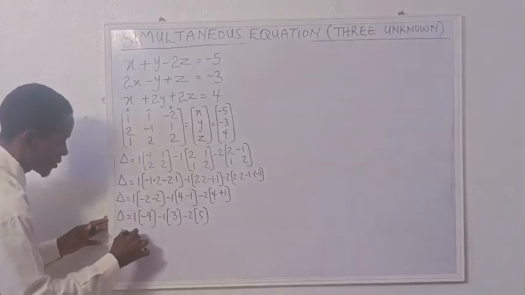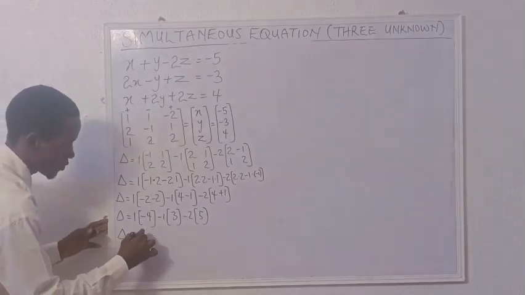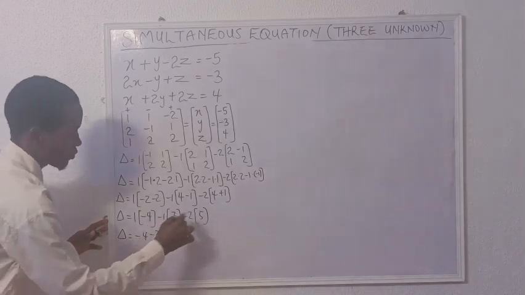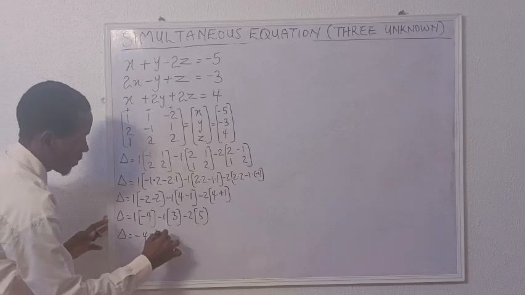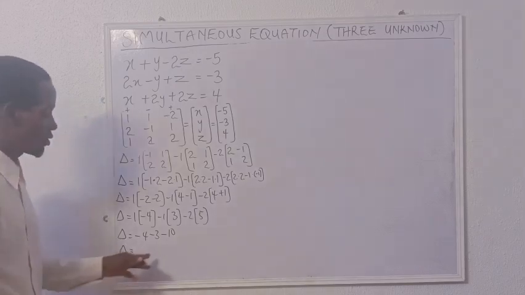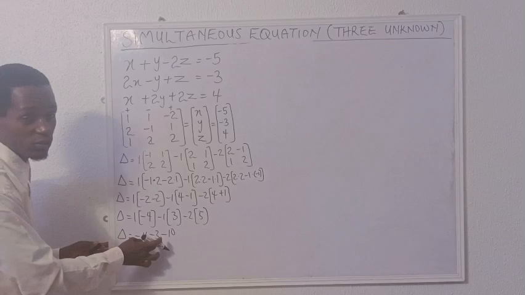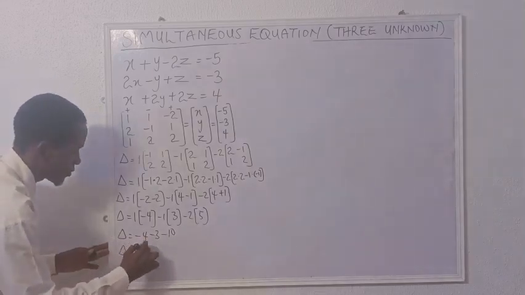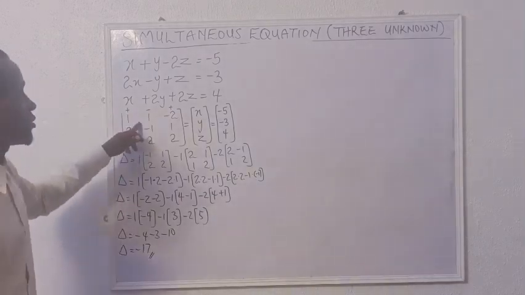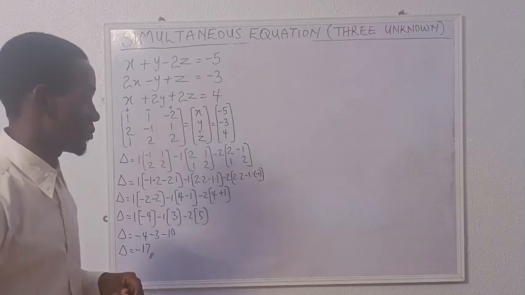I'll give my determinant as 1 times minus 4 is going to give me minus 4. Minus 1 times 3 is going to give me minus 3. Minus 2 times 5 is going to give me also what? Minus 10. So my determinant of the original matrix is going to give me minus 4 minus 3 minus 10, and this is minus 17. That is my determinant of the original 3 by 3 matrix from the equation.